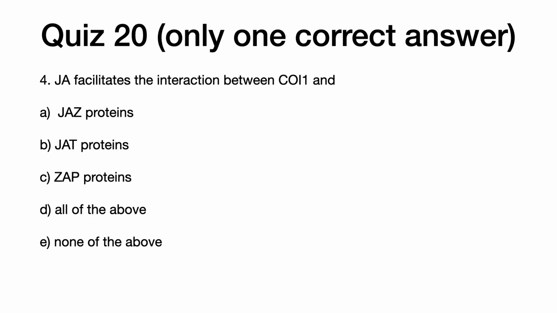4. JA facilitates the interaction between COI1 and A. JAZ proteins, B. JAT proteins, C. ZAP proteins, D. All of the above, E. None of the above.